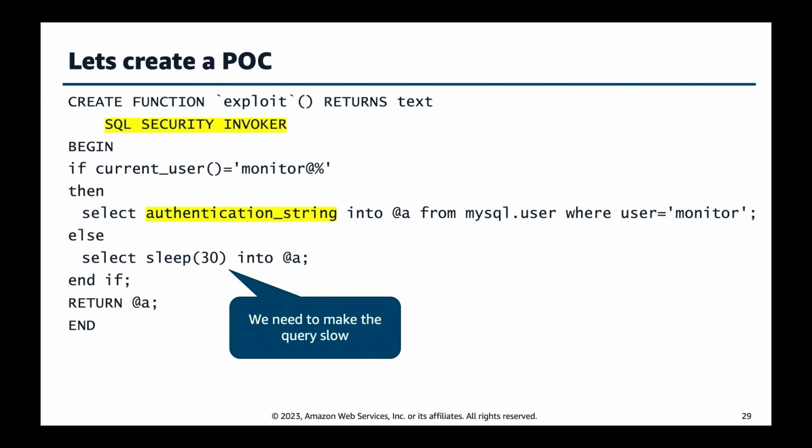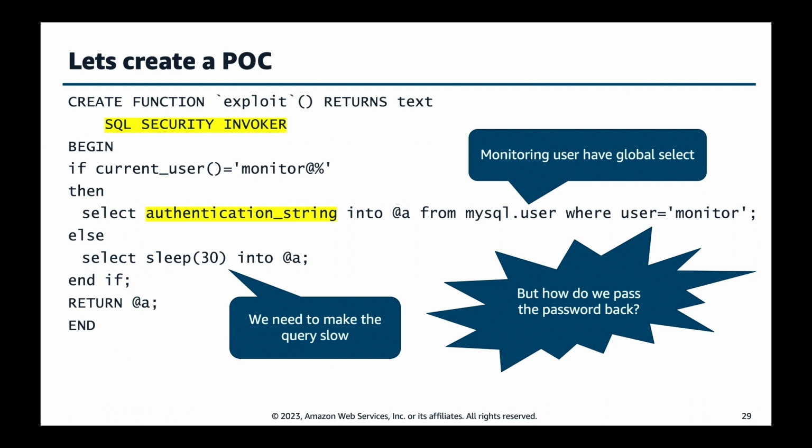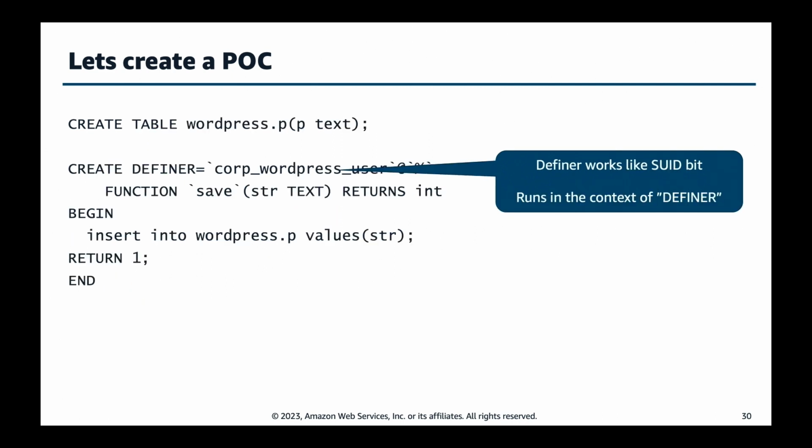So normally, it should be a slow query, right? But if the monitor user executes it, we will run the payload. And again, the monitor user has global select. That's the reason why it all works. So the question is, how do we get the password back? We can retrieve it, but how do we save it?